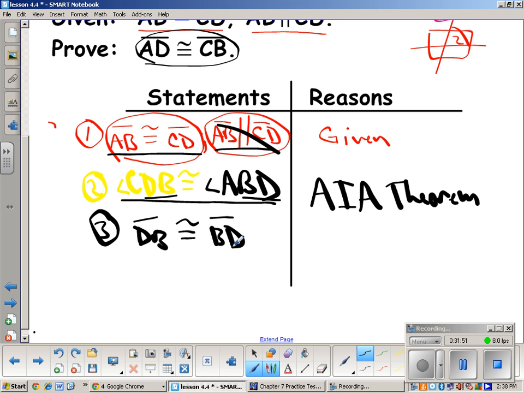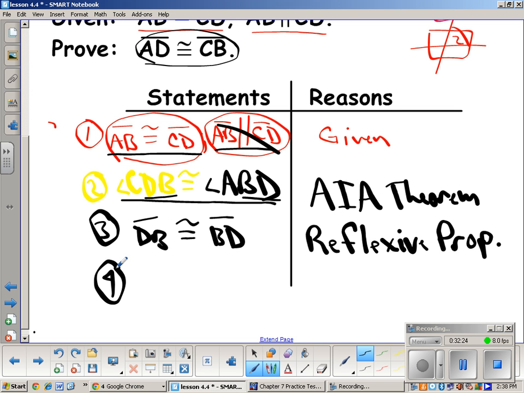Why do we know it's equal to itself? Reflexive property. I'm too quick for this computer today. Let me slow it down for it. Reflexive property. Okay?